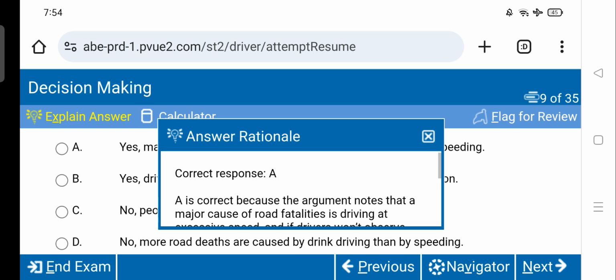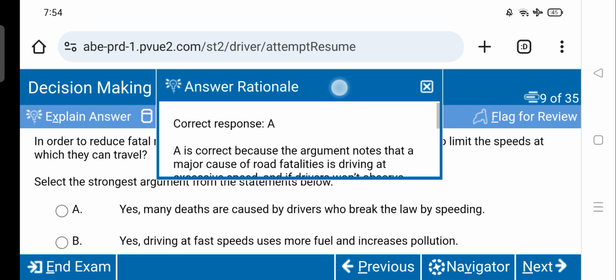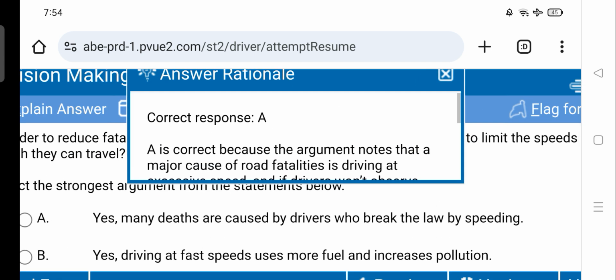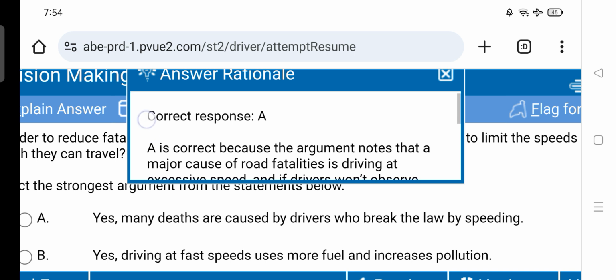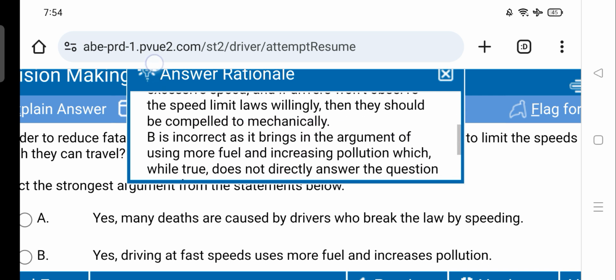So option A is correct because the argument notes that a major cause of road fatalities is driving at excessive speed, and if drivers won't observe the speed limit laws willingly, then they should be compelled to mechanically.